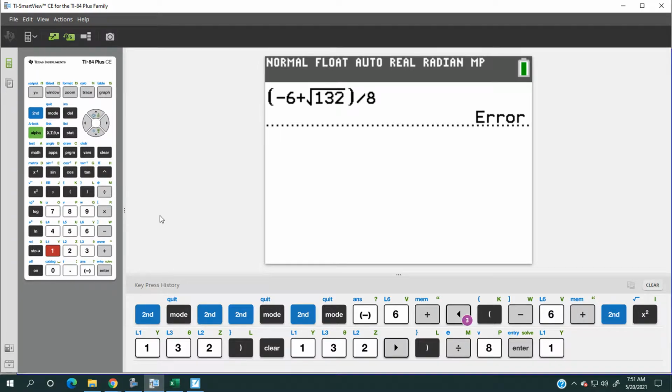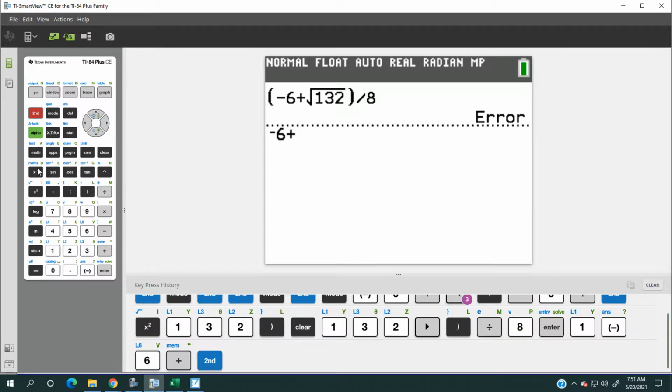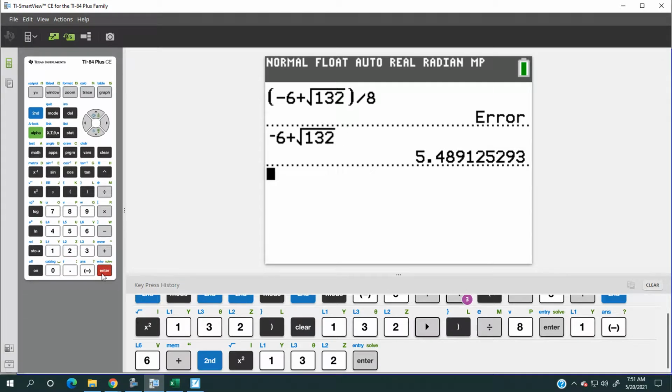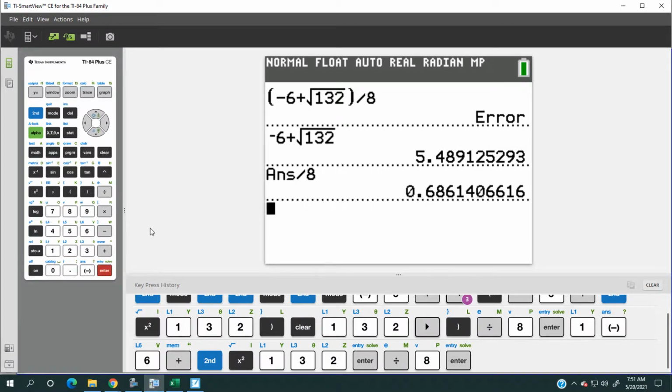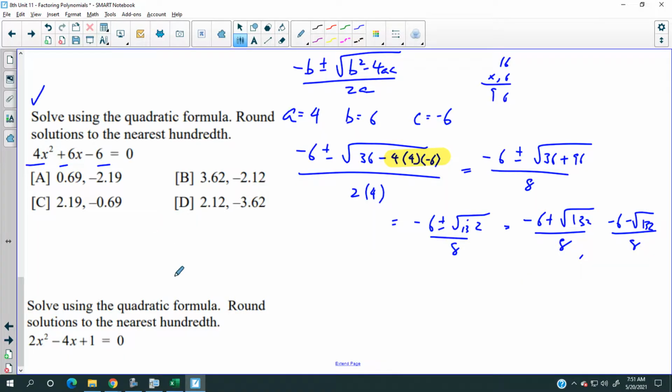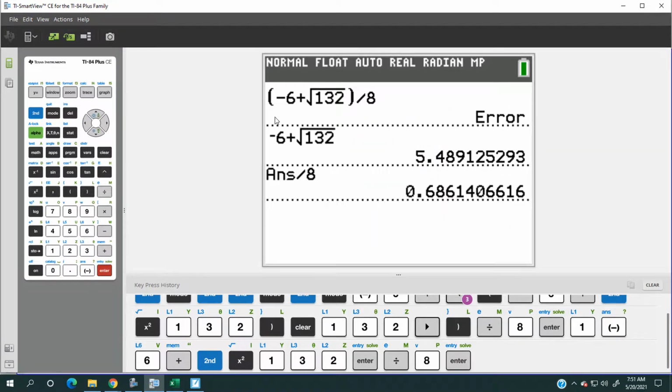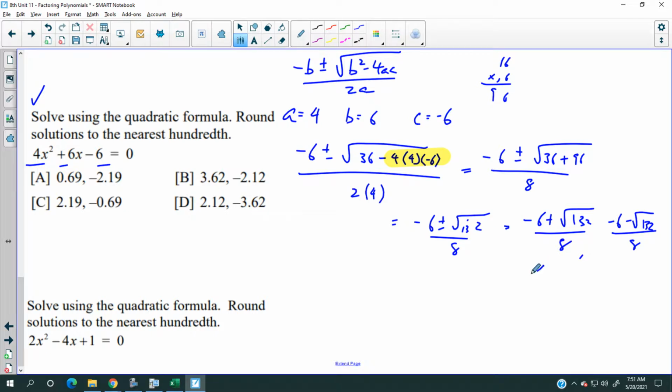Oh, you know what? Let's just do negative 6 plus the square root of 132. Yeah, and then I'll just take that and whatever answer, divided by 8. Let's see, 132. Enter. Divide that by, what was it, 8? All right, I really hope that's one of the answers. 0.69, yeah, okay, that's one of them, so that's 0.69. Okay, let's see.